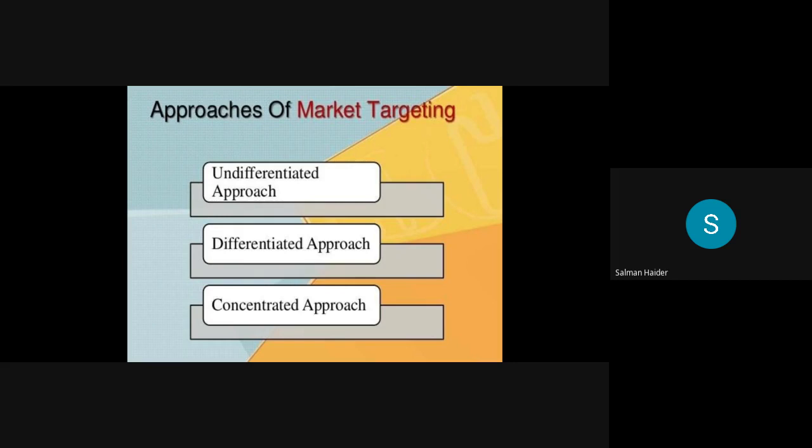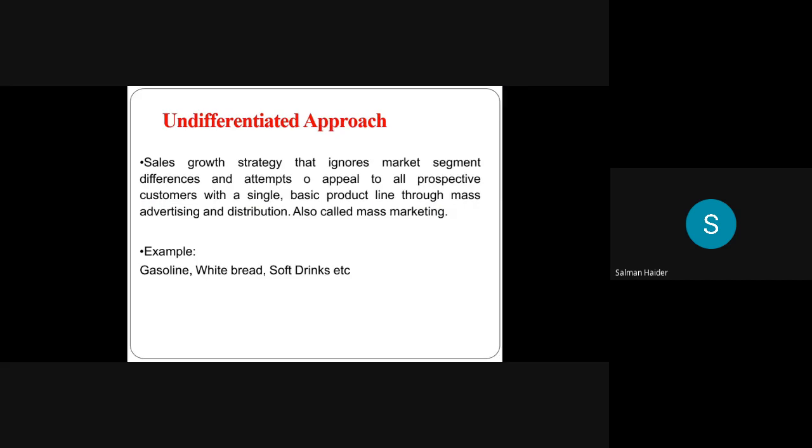Now, approaches of targeting market: undifferentiated approach, differentiated approach, and concentrated approach. Undifferentiated approach is a sales growth strategy that ignores market segment differences and attempts to appeal to all prospective customers with a single basic product line through mass advertising and distribution.